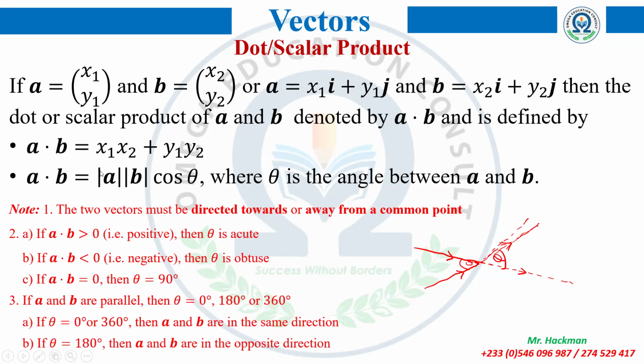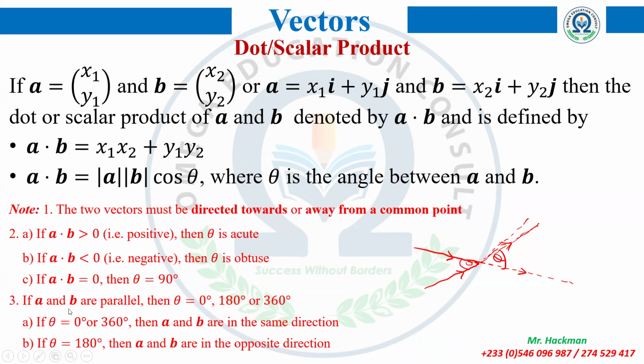Now let's come to 2. If A dot B, remember we said this will give us a value. If your value is greater than 0, meaning it's positive, then your angle there is acute. If your A dot B value is negative, less than 0, then it means your angle will be obtuse. So indirectly you know the type of angle, not necessarily the exact size, that you get whenever you dot two vectors. Then if you dot and you get 0, it means your angle is 90 degrees, a special situation.